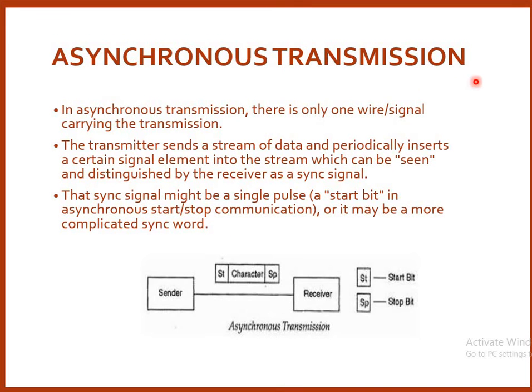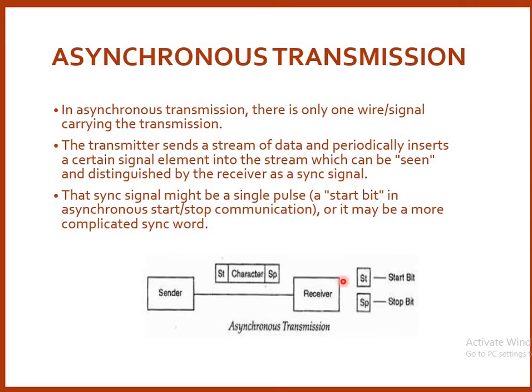Next one is the asynchronous transmission. In asynchronous transmission, there is only one wire signal carrying the transmission. The transmitter sends a stream of data and periodically inserts a certain signal element into the stream, which can be seen and distinguished by the receiver as a sync signal. That sync signal might be a signal plus a start bit in the asynchronous start-stop communication, or it may be a more complicated sync word.